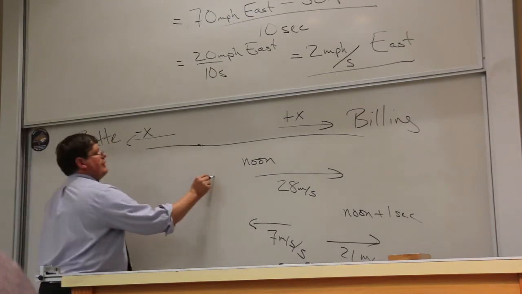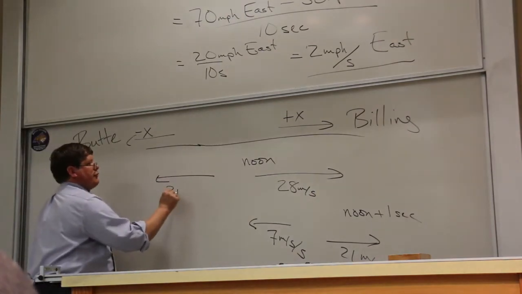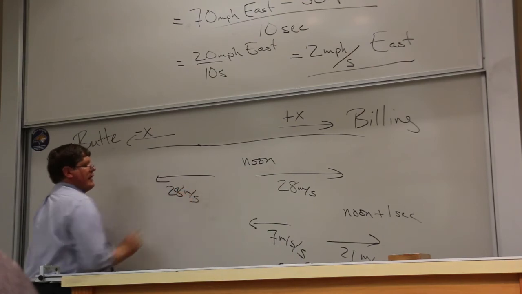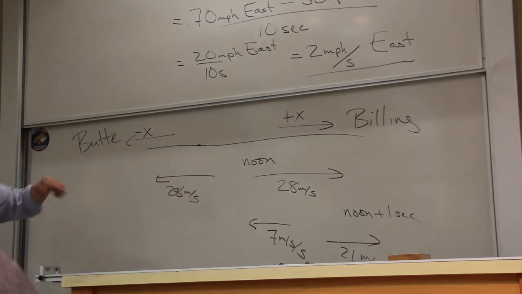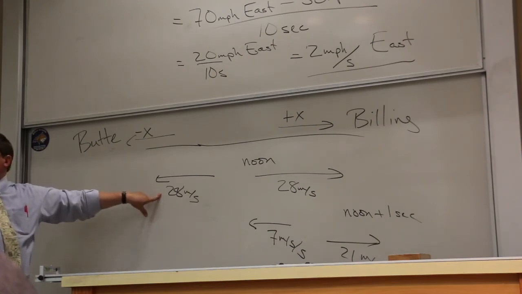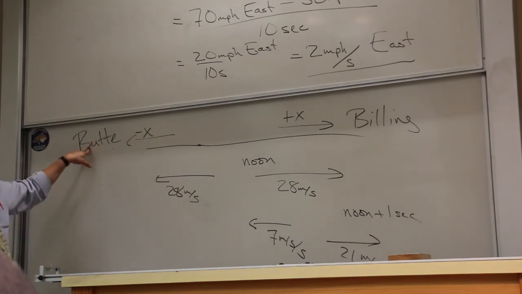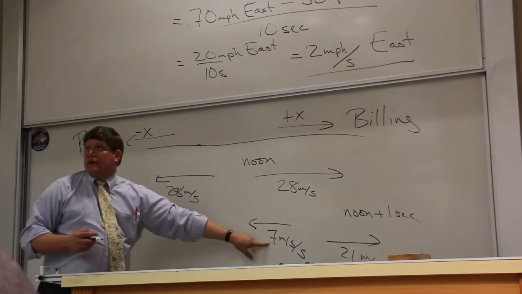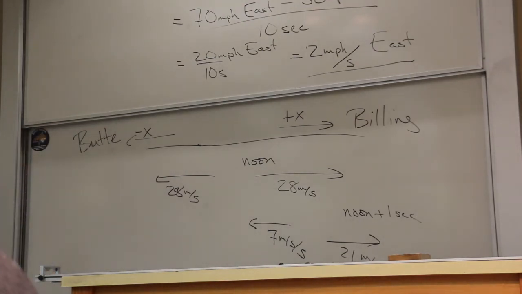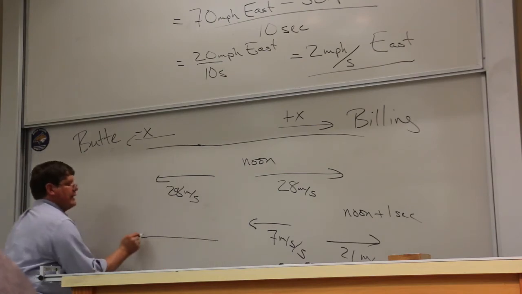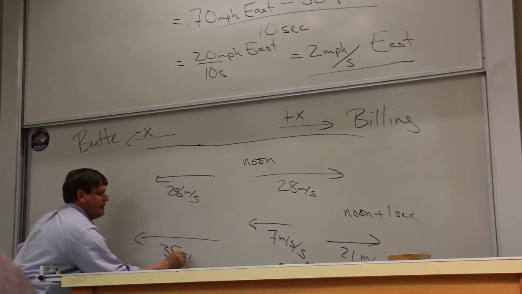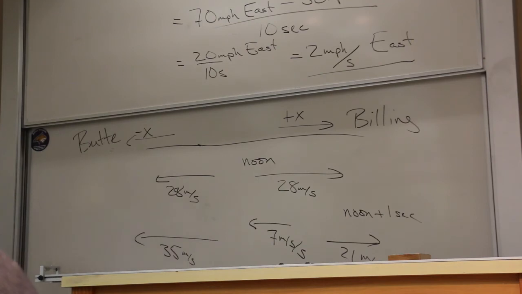If, however, you were originally going towards Butte at 28 meters per second, and this were your acceleration, this would be, in an equation, negative 28 meters per second, the negative sign meaning toward Butte, with an acceleration of negative 7 meters per second squared. At noon plus 1 second, you would be going 35 meters per second. Still in the negative direction. Okay?